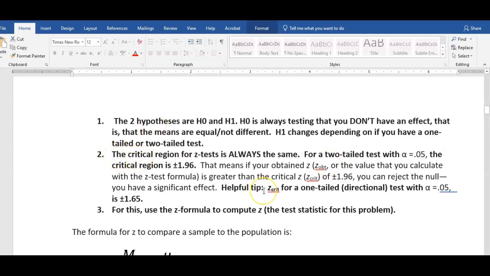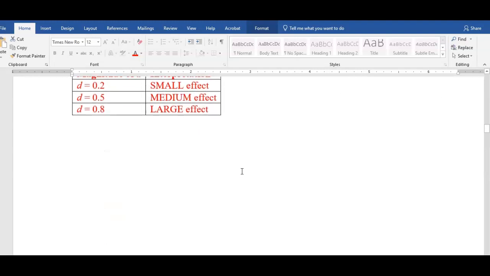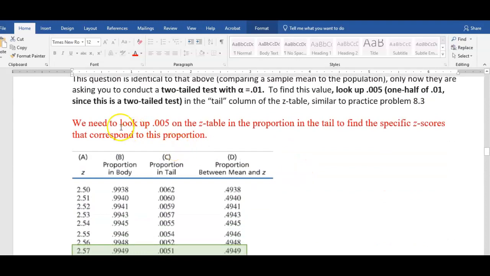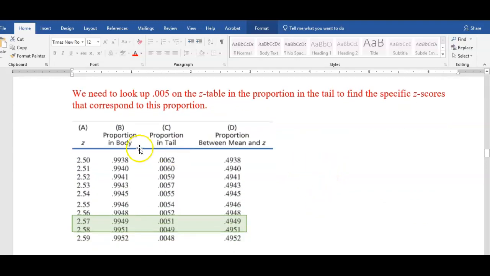So the critical region, or the region of rejection for a z-test, is always the same. How you find the critical region is you look up your alpha value in the tails on the z-table. And so we can see in some practice problems how that was done. So for example, this is a different problem, but you have this proportion in C, and you look up the value that you're testing.